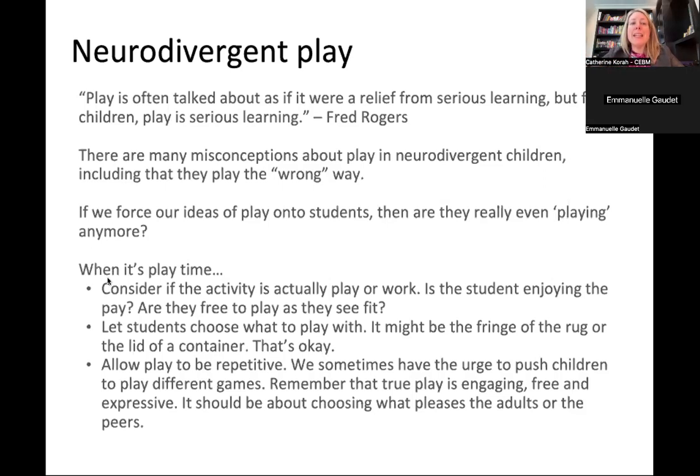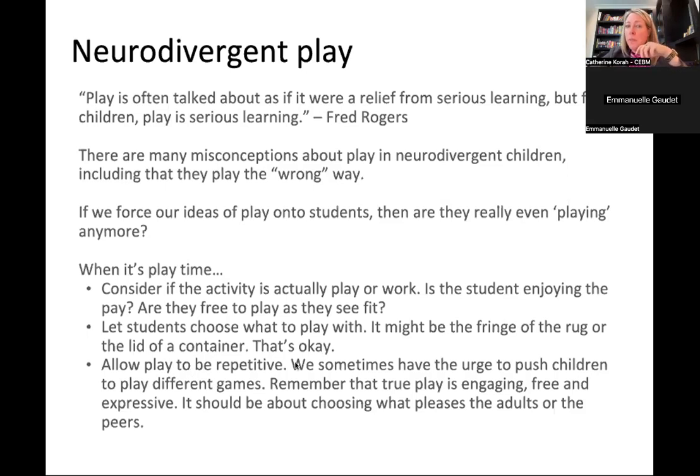And so when it is playtime, consider if the activity is actually play or work. Is there an outcome? Is there an expectation? Is there pleasure? Or is the child doing it for the simple enjoyment? Is the student enjoying the play? Are they free to play as they see fit? Let students choose what they play with. It might be the fringe of the rug, or it might be the lid of a container, but that's okay, and that's play to them.